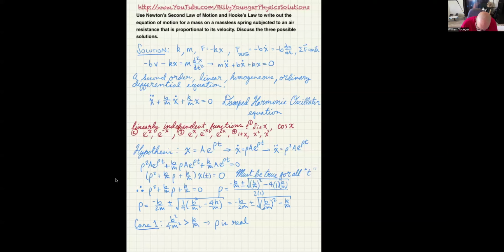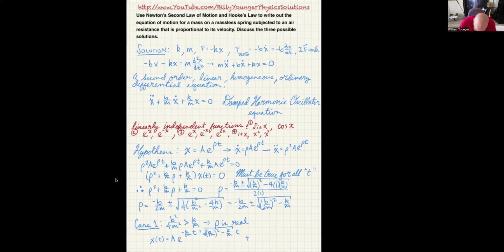So in this case, our solution is x of t equal to, let's say, a times e to the negative b over 2m times t. That's just for the negative b over 2m part, but that's going to be plus or minus. In this case, I'm just going to take the plus symbol of the square root of (b over 2m) squared minus k over m, also times t, and that's one of our solutions.